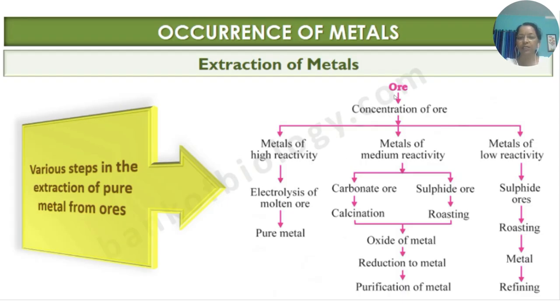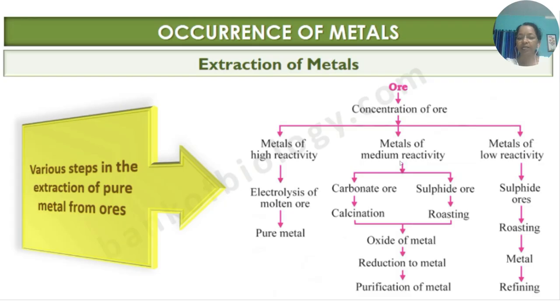Once we have the ore with us, the first step we have to do is the concentration of the ore. Then for the metals of high reactivity, we use electrolysis, or we use the help of electricity, to separate the metal from the ore. We are getting the pure metal there. So no purification there, only electrolysis.